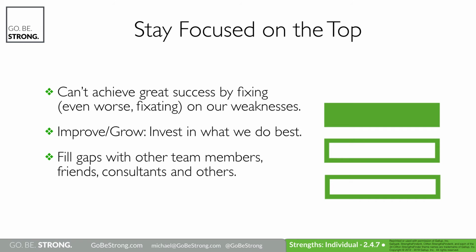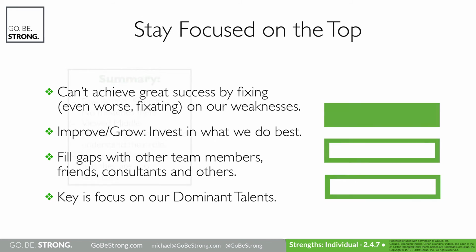So I love being on teams where there's somebody that's got deliberative, where there's somebody that's got achiever, right? They're going to help us get to good answers, and they're going to help us finish projects that we start. I've got ideation and activation. I can get lots of things going, but I need teammates and friends and consultants that have these other strengths to make sure that at the end of the day, we've done something productive. And of course, just to reiterate, the key is to focus on our dominant talents.